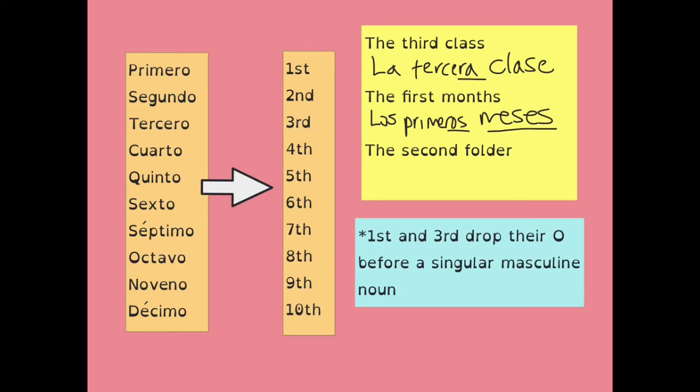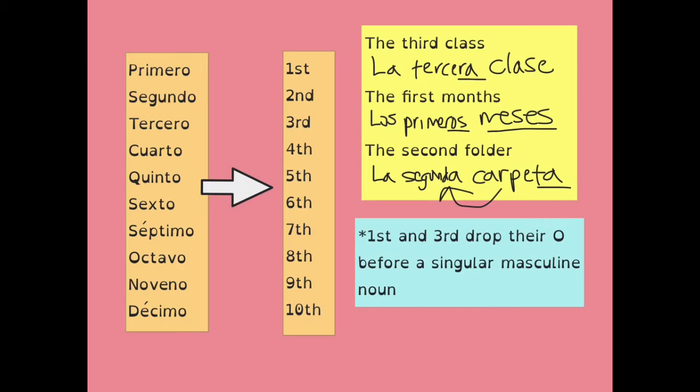The second folder, la and carpeta, singular and feminine, so segunda. So with each of these, they're matching the noun they describe, so we put them before, and we make sure that they have the same number and gender as the noun that they're describing. Easy peasy. There's one specific rule, though, that we have to watch out for.